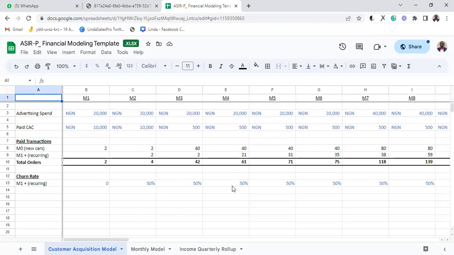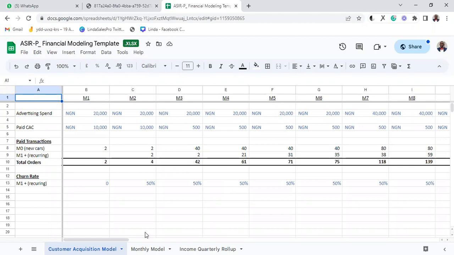One is, every place you have the blue figures, any place you have blue, that's an assumption. So it's an assumption and you can change it. You can change all those assumptions based on your own business, right? But the black numbers, you are not meant to change them. They are going to be calculated or generated based on the assumptions that you have passed.